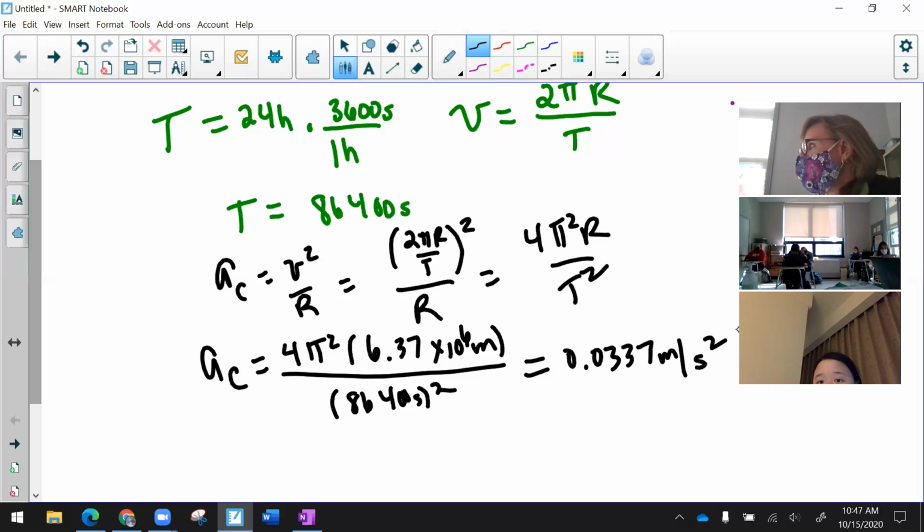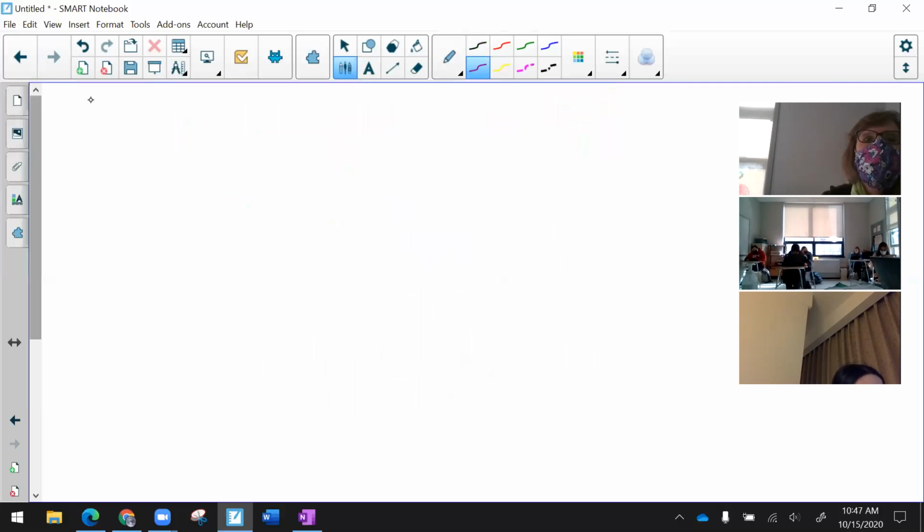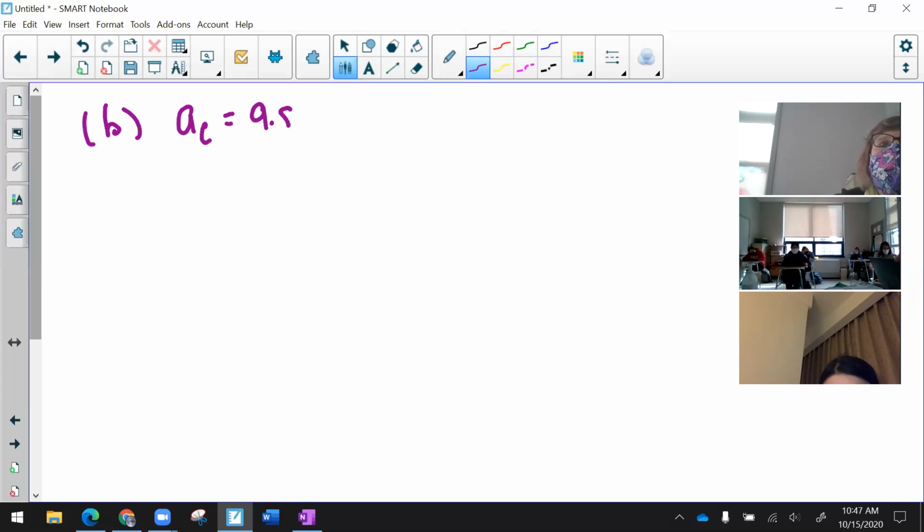All right, so how about part B? What does part B ask us to do? This was A. Somebody read us part B. Somebody other than Lauren. Dagny, thank you. What would the period of rotation of the Earth have to be for an object on the equator to have a centripetal acceleration with a magnitude of 9.8 meters per second squared? Okay. So now we want a_c to be 9.8 meters per second squared. And we want to know what the period is going to be.